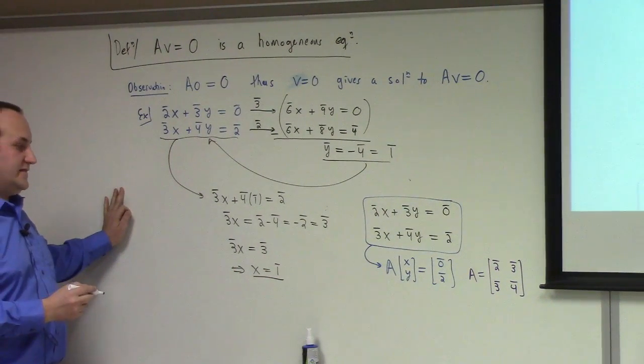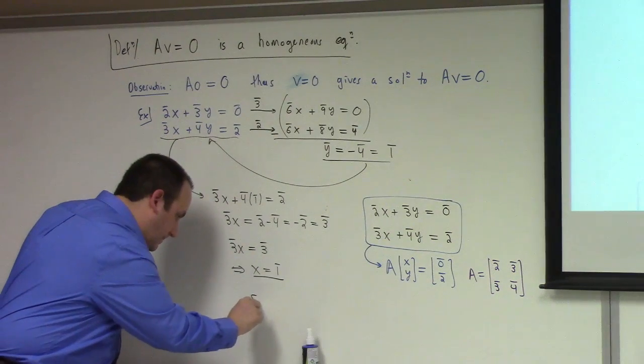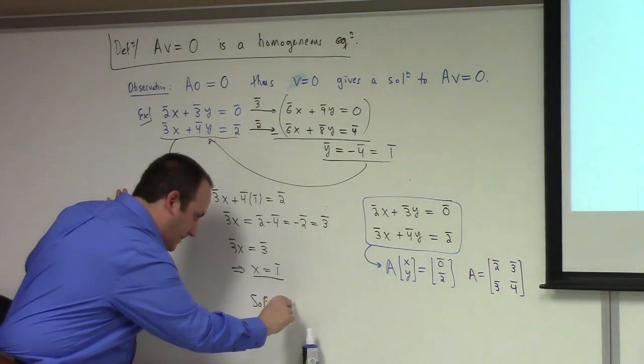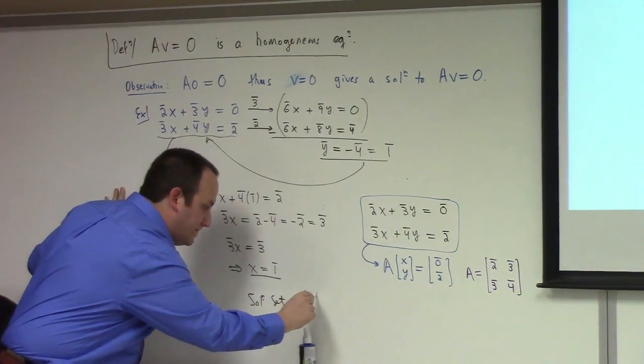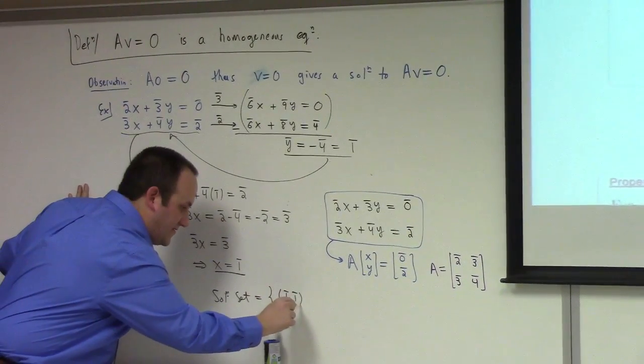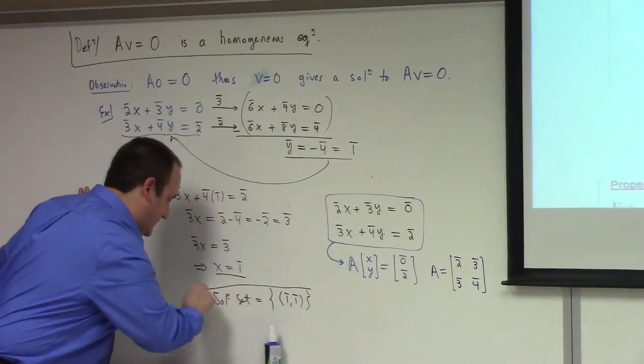So what's the solution set in this case? Very boring. 1 bar, 1 bar. To singleton, there's the solution set.